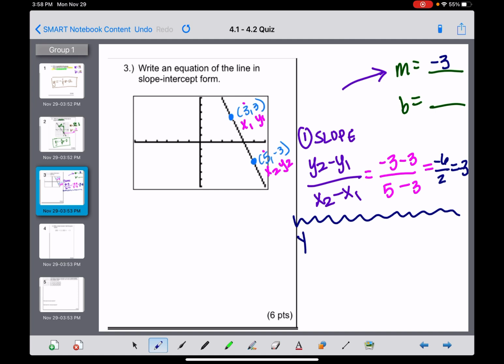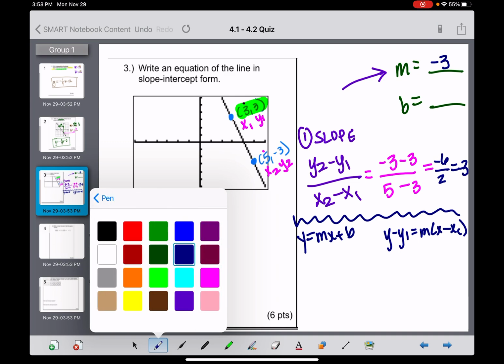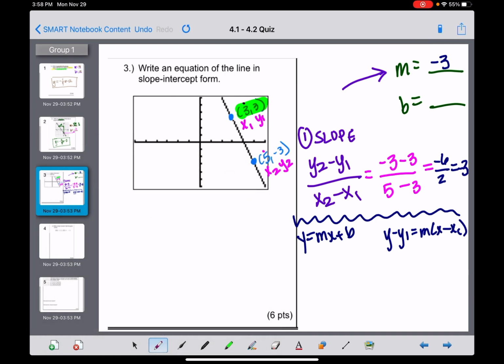Some of you prefer y equals mx plus b. Some of you prefer point slope. Go with the one that you like better. So I'm going to choose the coordinate 3, 3, since they're both positive. If I am a slope-intercept person, and I'm choosing the value of 3, 3 for my x and y, and I already found my slope was negative 3. So my y value is positive 3, my m value is negative 3, my x value is positive 3.